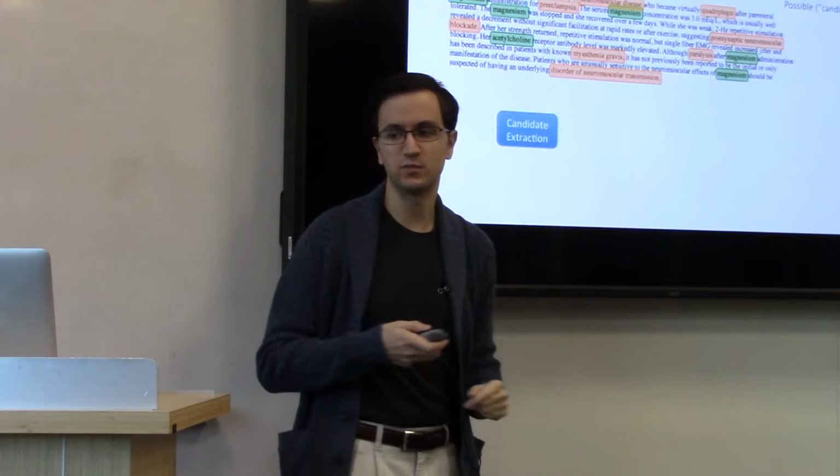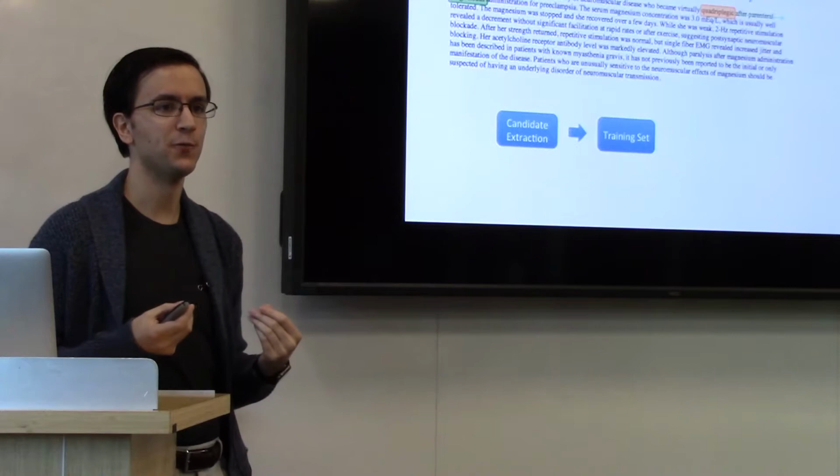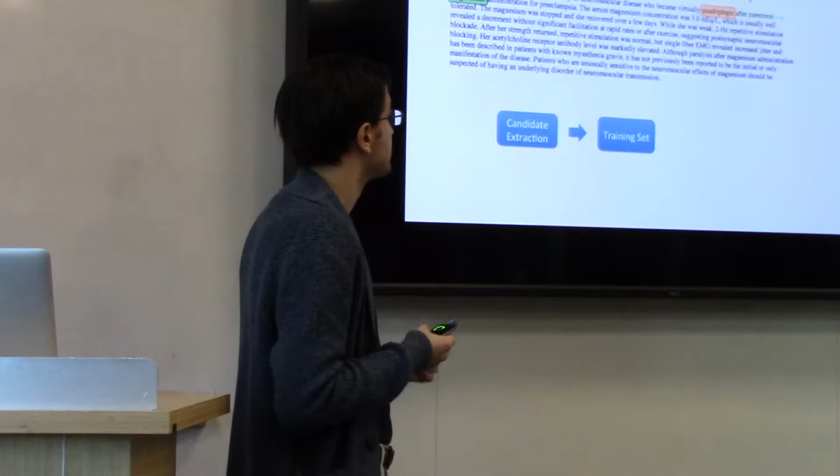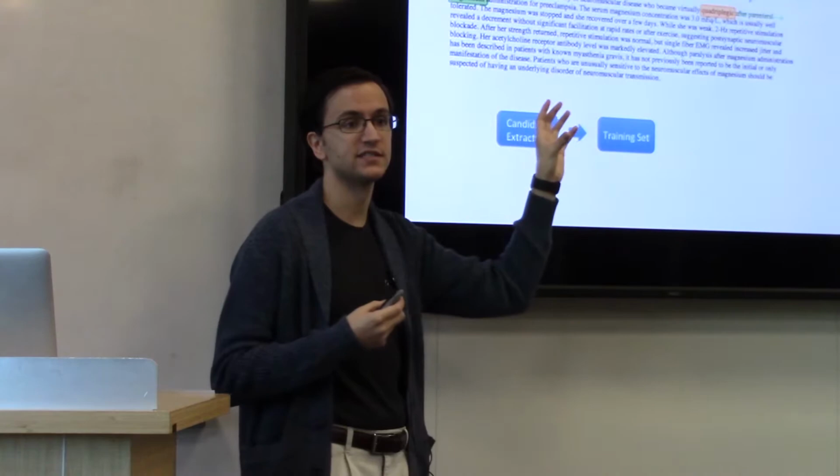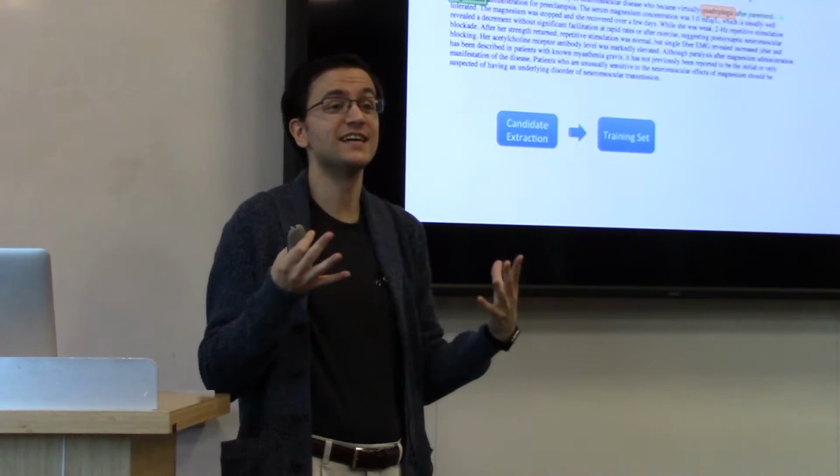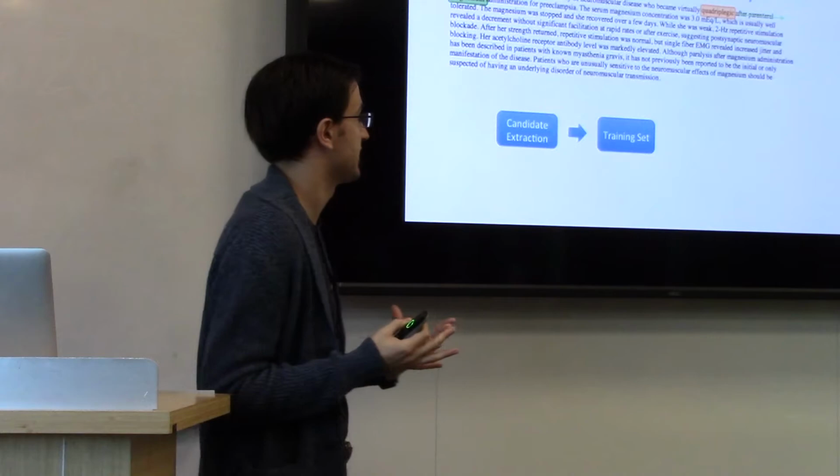That's candidate extraction. The next thing, or at least the next thing that is often done in machine learning, is that we create a training set. We look at these possible candidates, and we ask a human expert. I'm sure a lot of people here have experience annotating data, probably not super pleasant experiences of annotating data.